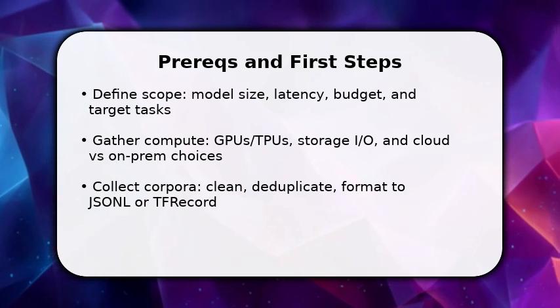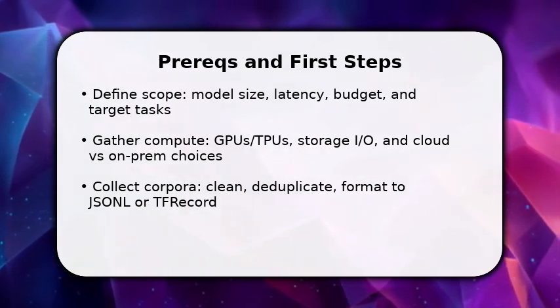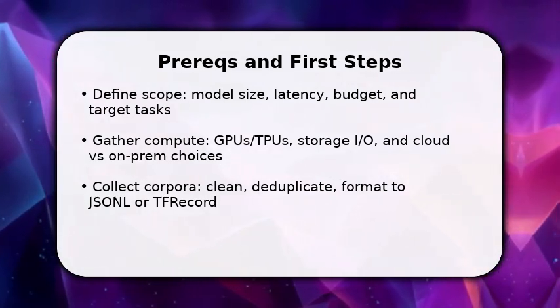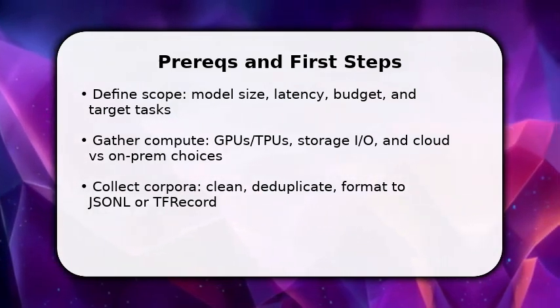You start by locking scope and resources. Choose model scale, latency targets, and your budget so decisions later are constrained. Once chosen, provision compute, reserve GPUs, networking, and high I/O storage. Prefer CloudSpot if cost matters.